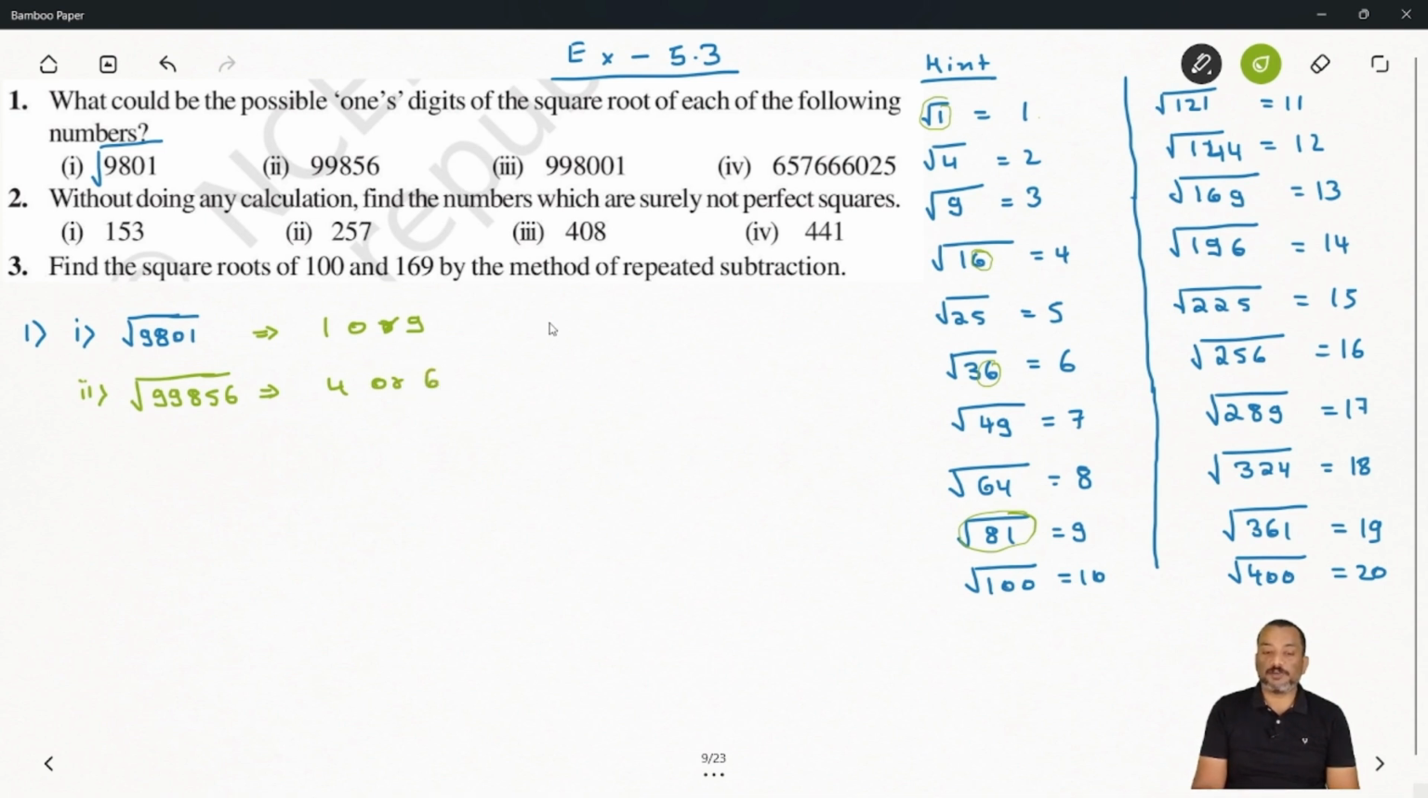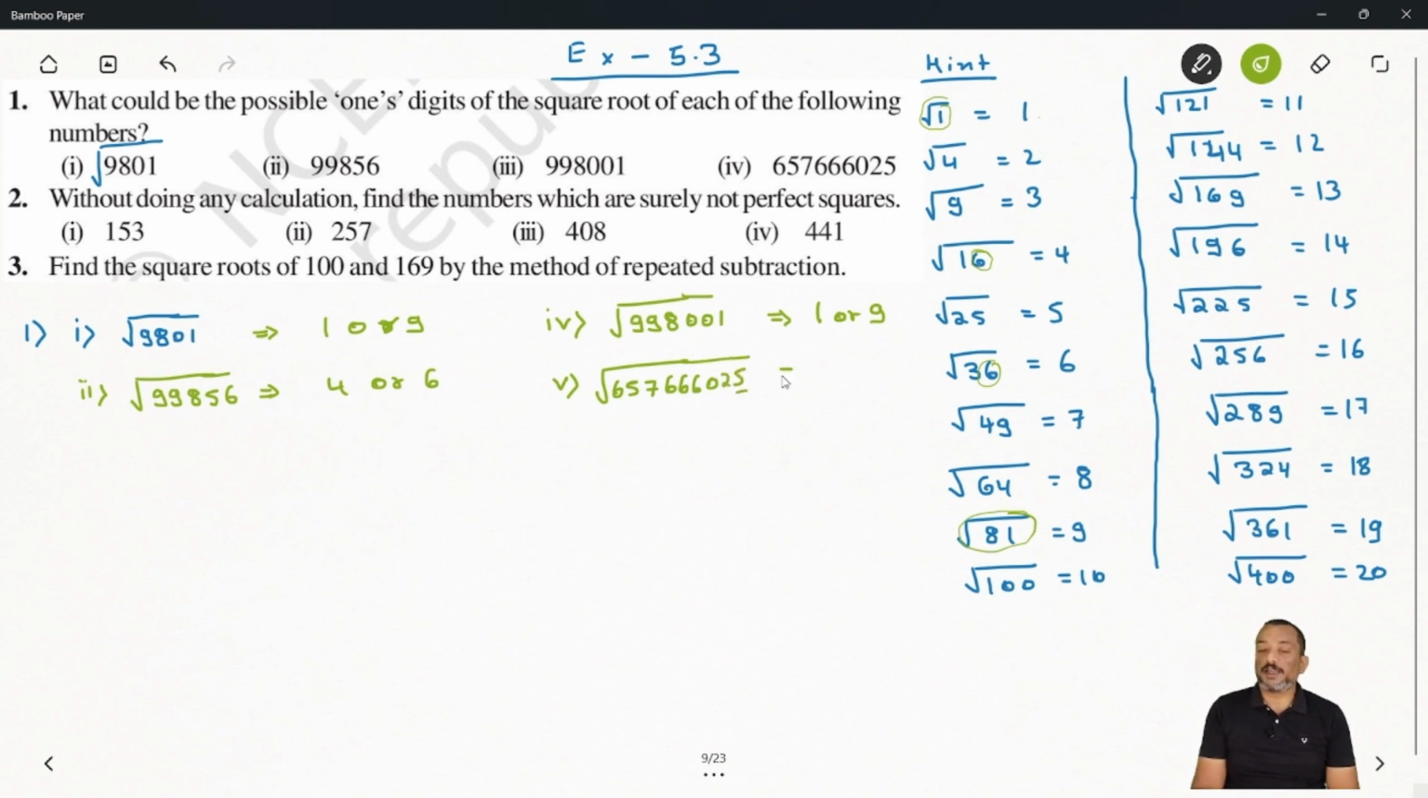Okay, same way you can try the fourth question. It is saying square root of 9,98,001. Again 1. Already I told you when it is a square root, if the one's place is 1, either you will get 1 or 9. So you can say here 1 or 9. Okay. Last one you have here, square root of 657666025. Now you can say here the one's place is 5.